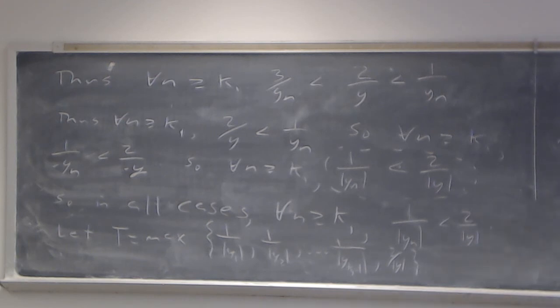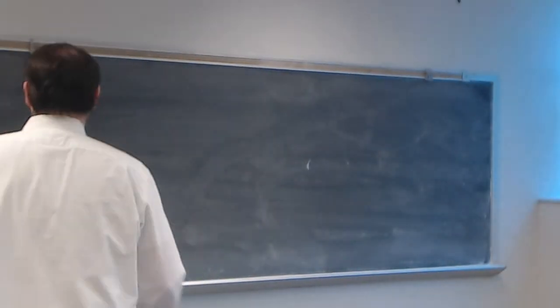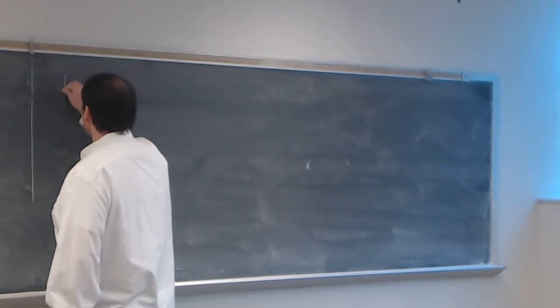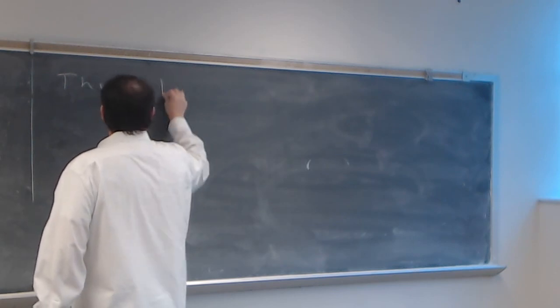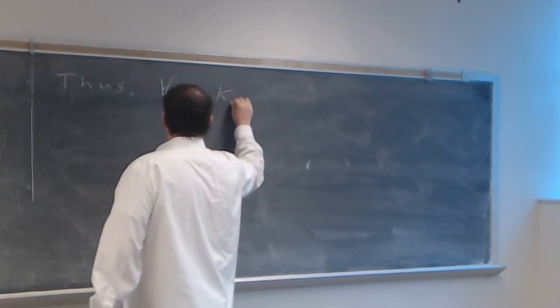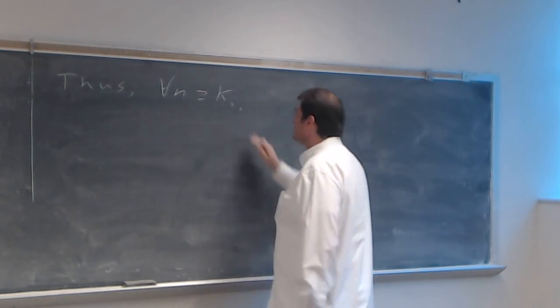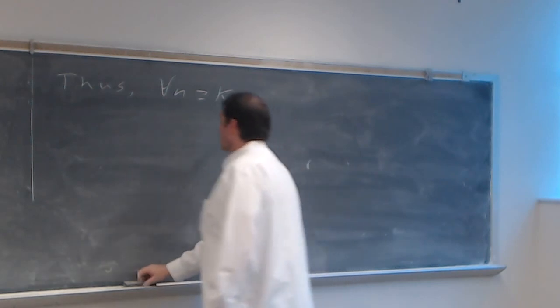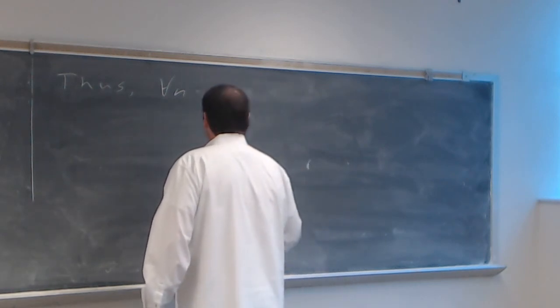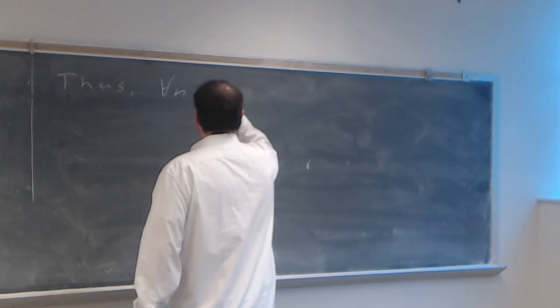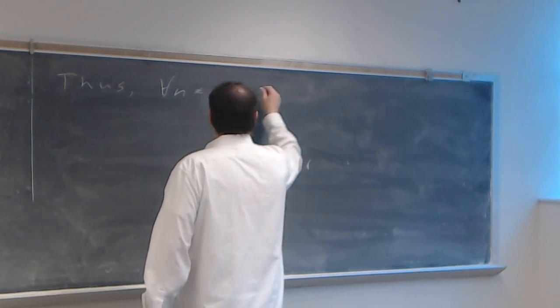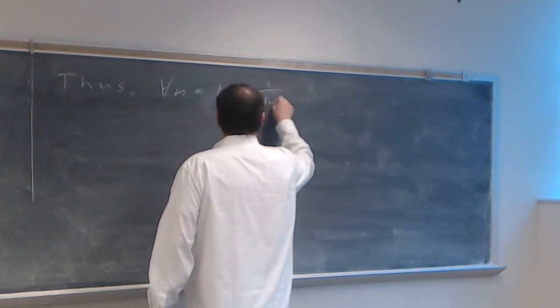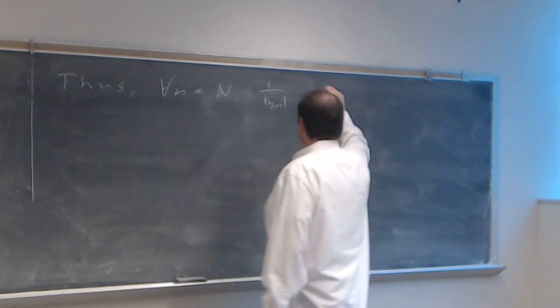Thus, for all n element natural numbers, 1 over the absolute value of y sub n will be less than or equal to t.